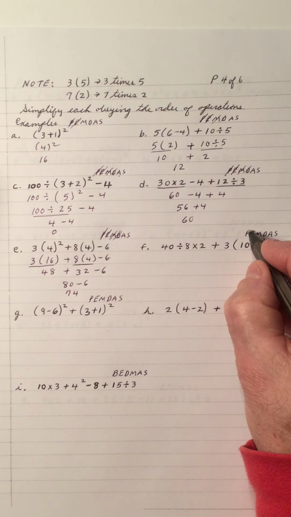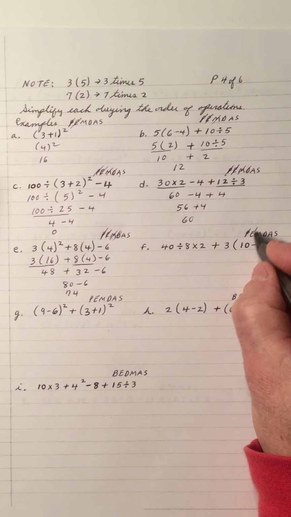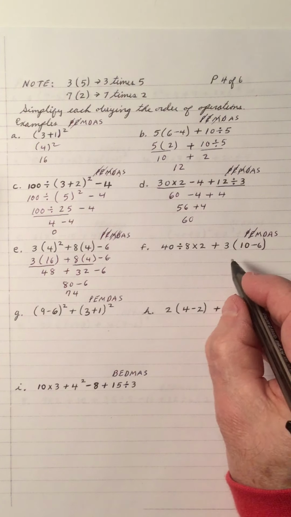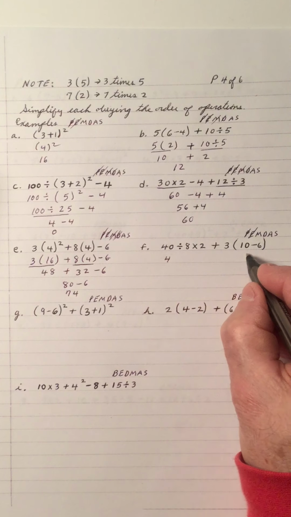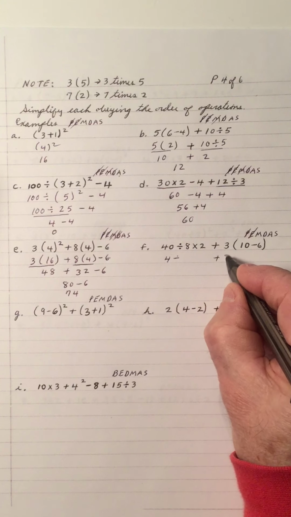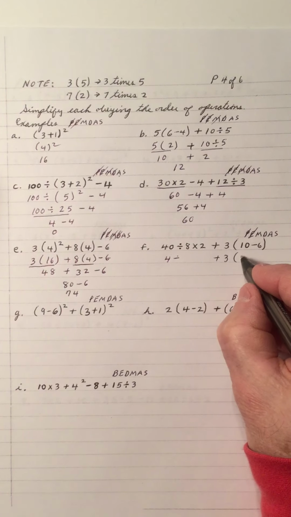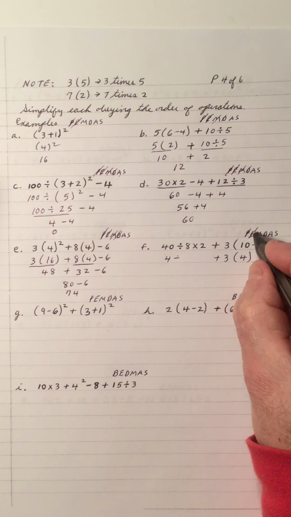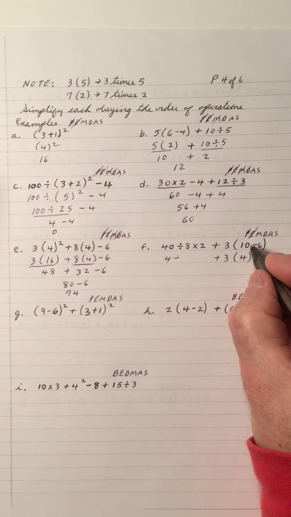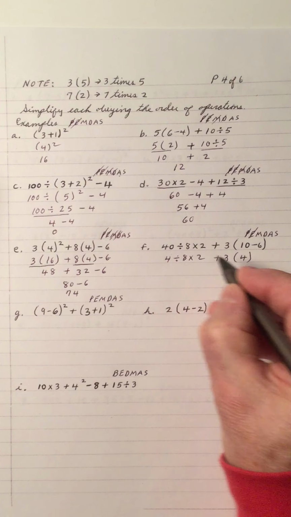PEMDAS again, I wrote it down. Any brackets, parentheses? Nope. Any exponents? Nope. Oops, sorry, my mistake. Notice I have parentheses here. So sometimes you look and you don't see it right away, but then you realize after. So I have to do the parentheses first, right? 10 minus, and the rest of the problem is written down.